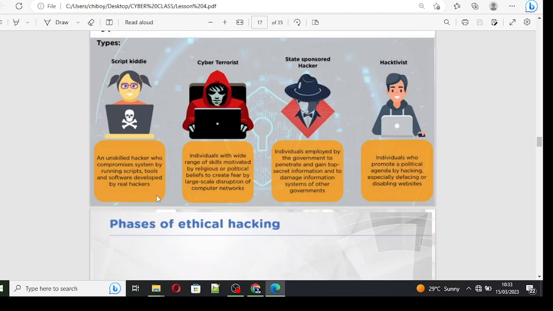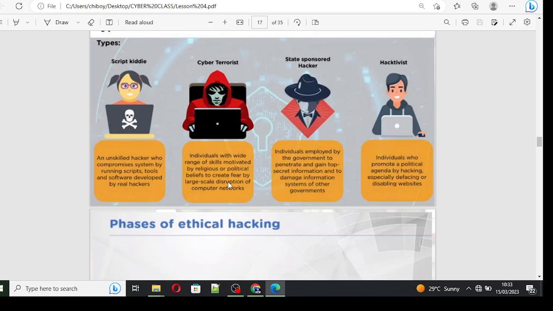And to me, I fear this type of people, because these people can do something without knowing that they are doing it. That's just it. Now, we have the people they call the cyber terrorists. These are individuals with a wide range of skills, motivated by malicious or political beliefs to create fear by a large scale of disruption of computer networks.